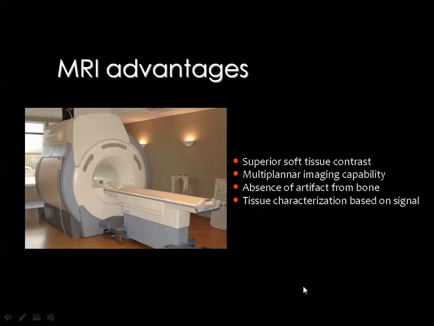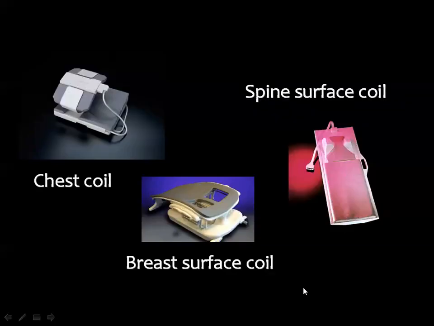Then in order to have an MR examination of any part of the body, you should have the surface coil. The surface coil, which is good, should be closer to the part to be examined and should not move with respiration. This is an example of the chest coil, where the upper part of the coil is a little bit away from the chest wall in order not to move with respiration. And this is the breast surface coil.